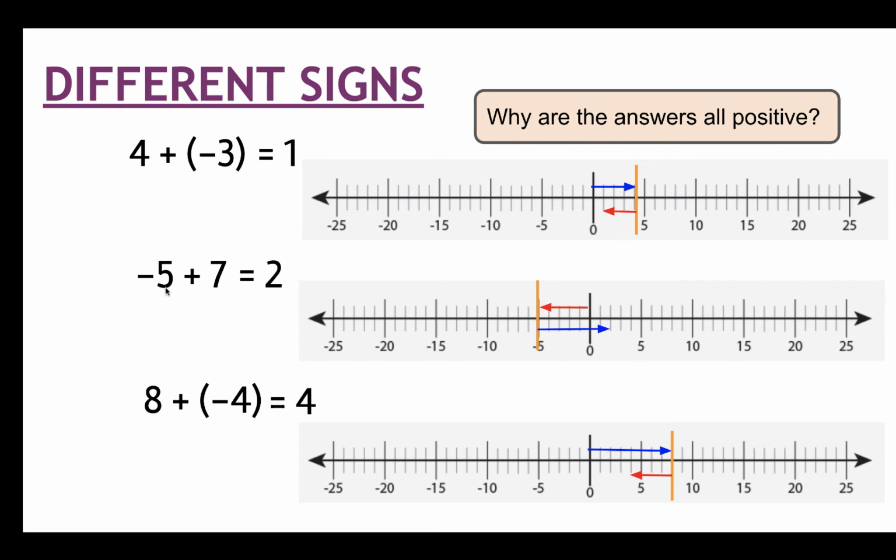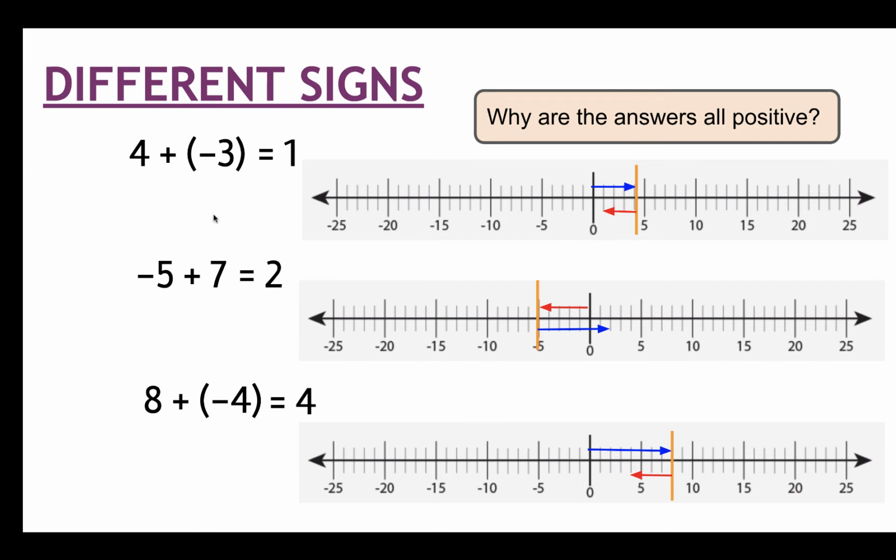Here, negative 5, the absolute value of that is 5. The absolute value of 7 is 7, right? Here, my positive term has the larger absolute value. Notice how my answer is positive. And that rings true down here as well. I'm not going to be taking as many steps to the left as I did to the right. So these answers are remaining positive when the positive term in your equation has a larger absolute value.